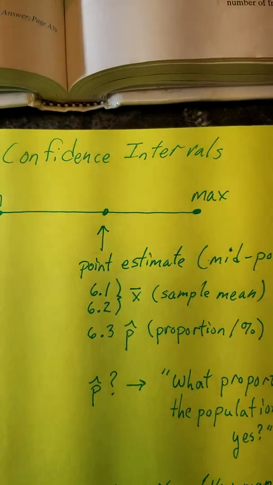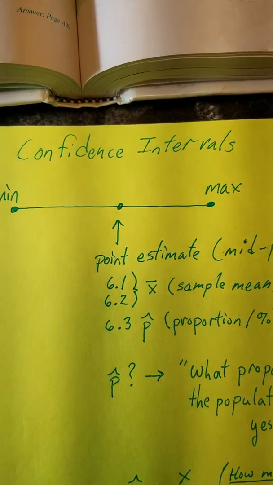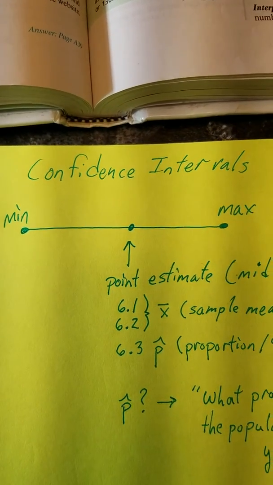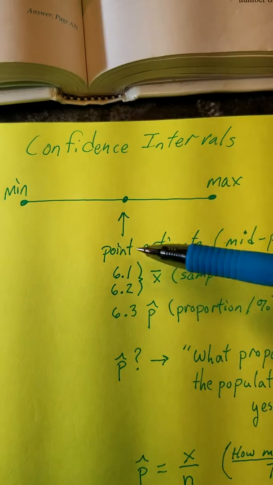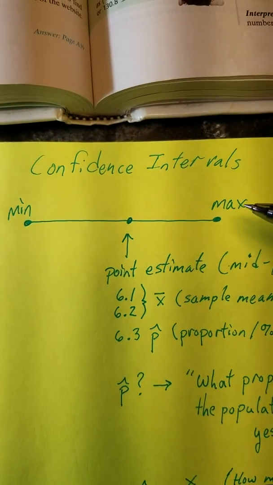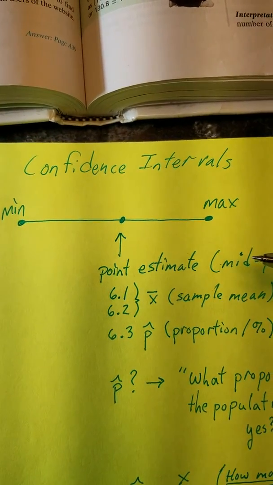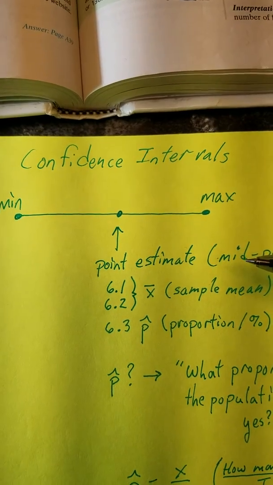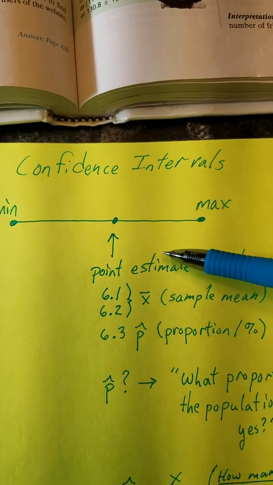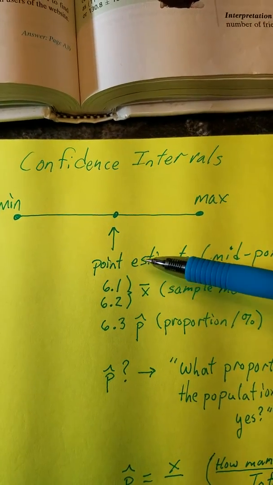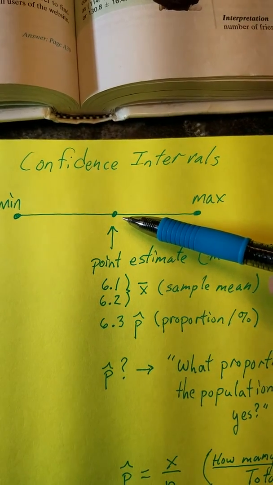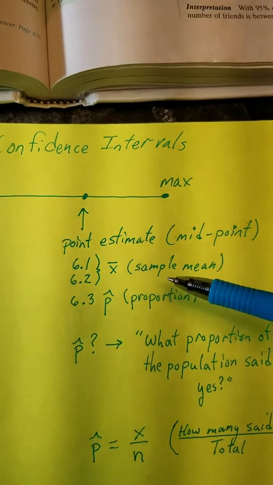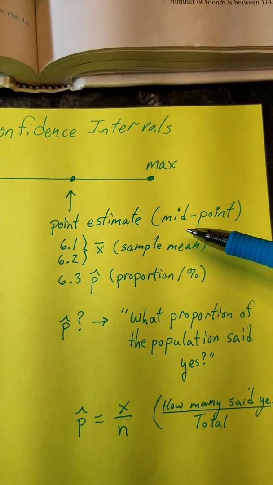Chapter 6, right? You guys are working on confidence intervals. Again, remember, with a confidence interval, what you're trying to do is find a minimum and maximum for some interval. To do that, you start with a point estimate, and that point estimate is right in the middle. So it's a midpoint.